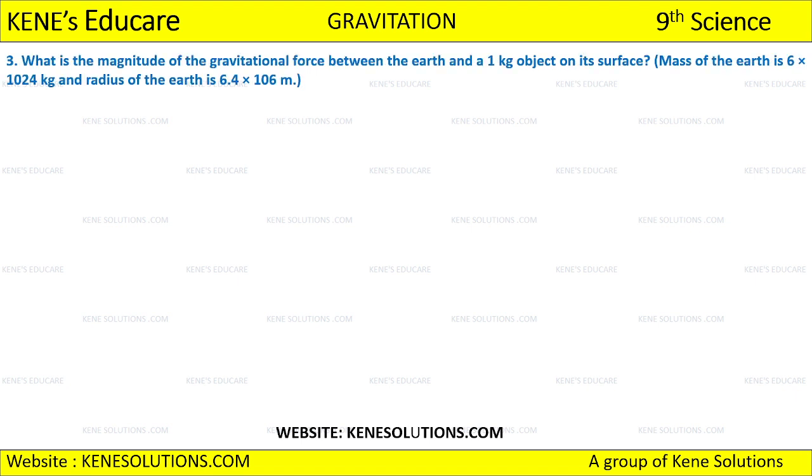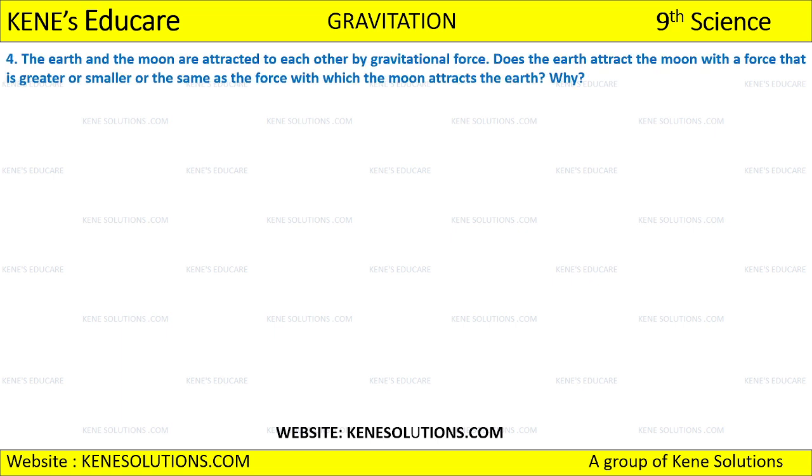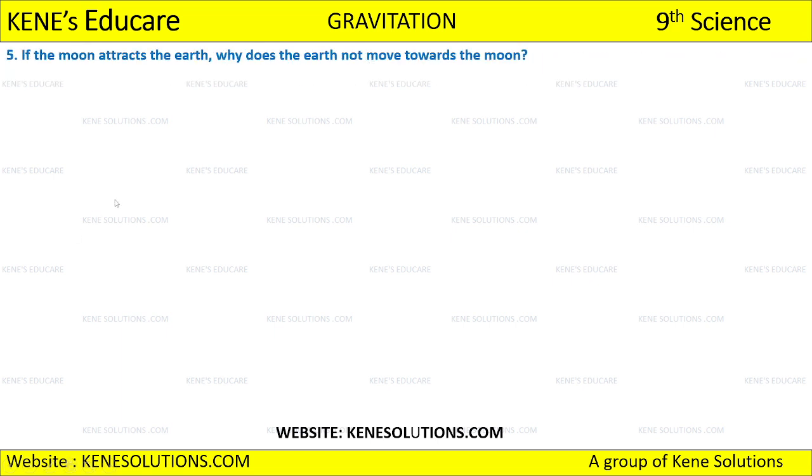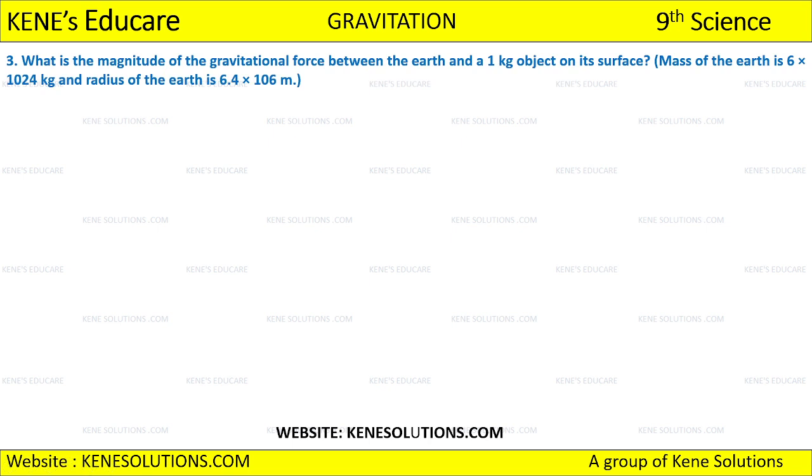Then we have the third question, where we need the magnitude of the gravitational force between the earth and a 1 kg object on its surface. The mass of the earth is 6 into 10 raised to 24 kg and the radius of the earth is 6.4 into 10 raised to 6 meters. So in this case, how are you going to calculate? First you will write what is given: mass of the body is 1 kg, mass of the earth is 6 into 10 raised to 24 kg, radius of the earth is 6.4 into 10 raised to 6 meters, right?